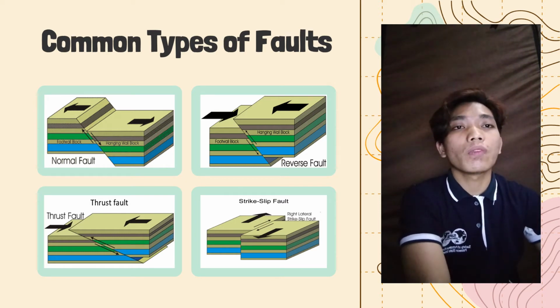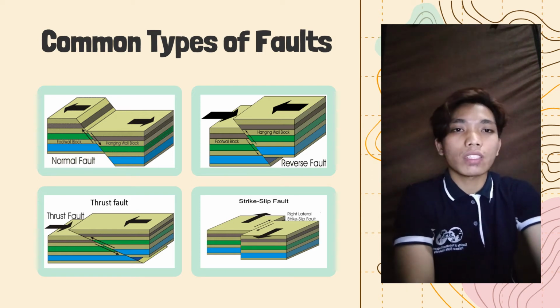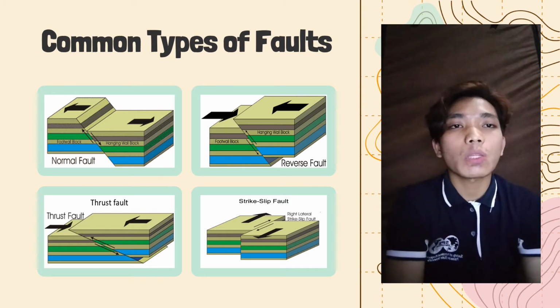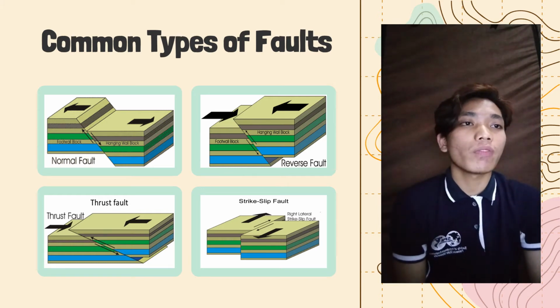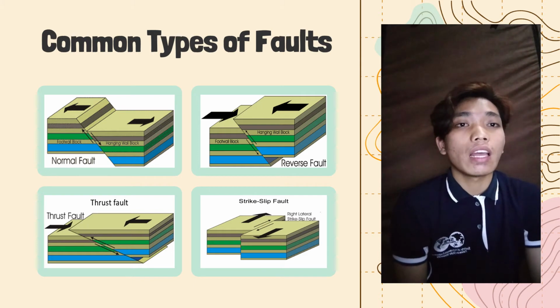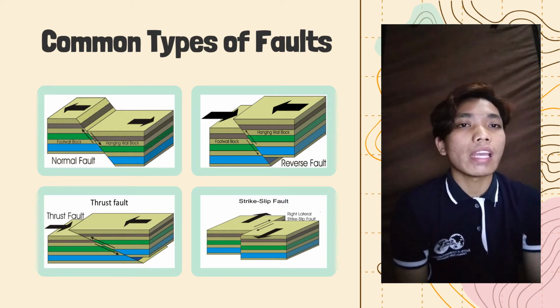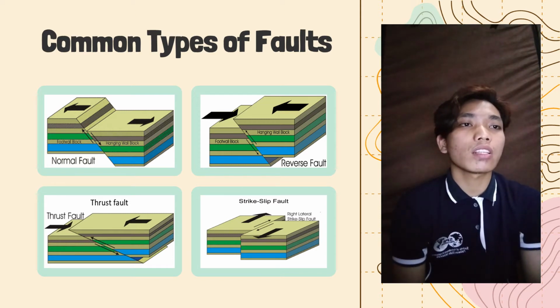So there were a lot of types of faults, but we just pick the common faults for this one. So we have normal fault, reverse faults, and thrust faults. And the last one is strike slip fault. So the first one is normal fault, a dip slip fault in which the block above the fault has moved downward relative to the block below. This type of faulting occurs in response to extension and is often observed in the western United States Basin and Range Province and along oceanic ridge systems.